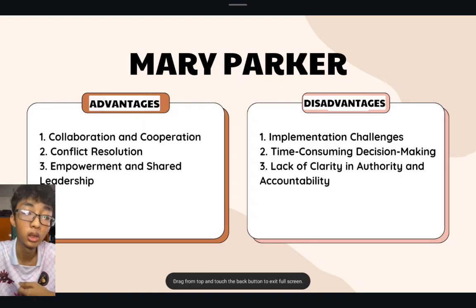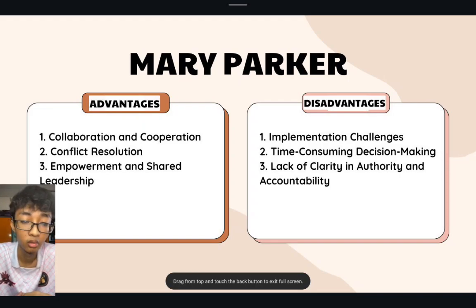Mary Baker Follett's approach to management offers several advantages. First is collaboration and cooperation. Follett's emphasis on collaboration and cooperation promotes a sense of unity and teamwork within organization. By fostering an environment where employees work together towards common goals, organization can benefit from increased creativity, problem solving, and overall productivity.